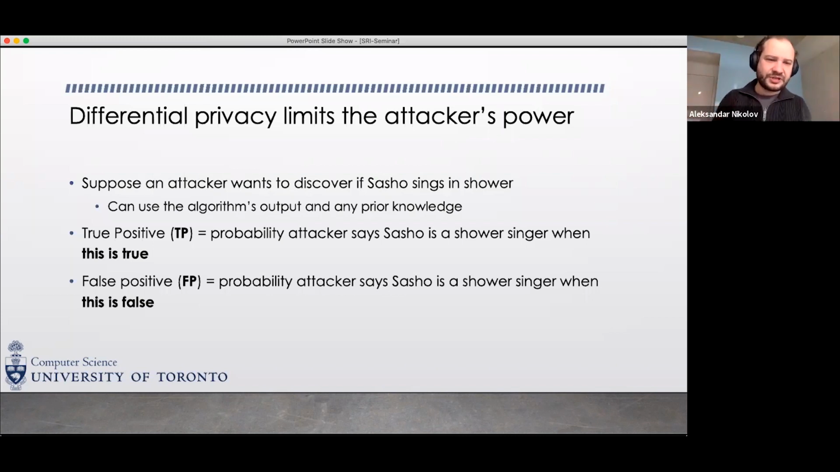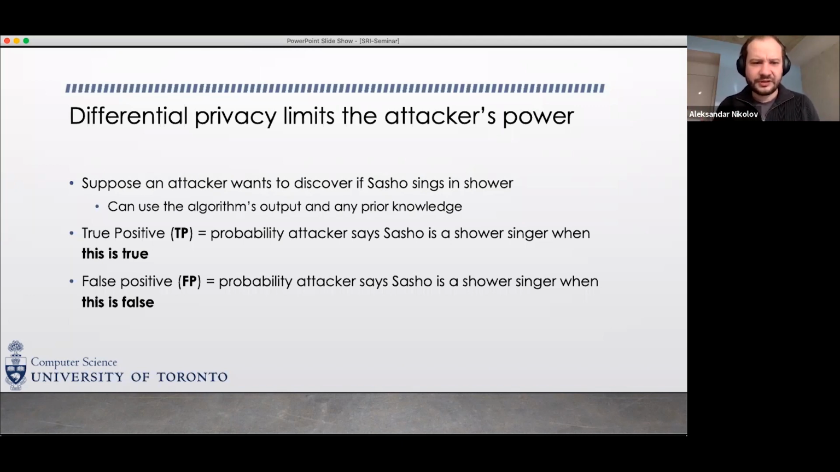Okay, so I think I have time to mention this briefly. So just to give some intuition, I want to say what differential privacy does and doesn't allow an attacker to do, or at least one thing that differential privacy says about the power of an attacker. Okay, so let's say, again, we have an attacker who's very determined to find out from the output of a differential private algorithm whether I sing in the shower or not. Let's say this is some information that's contained in the data set.